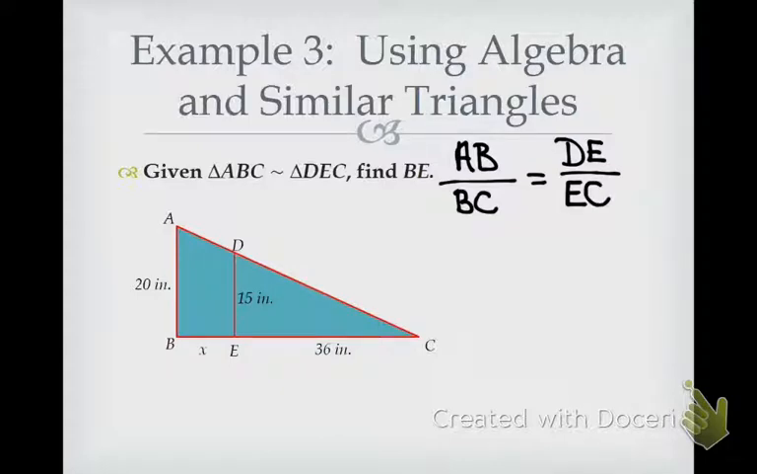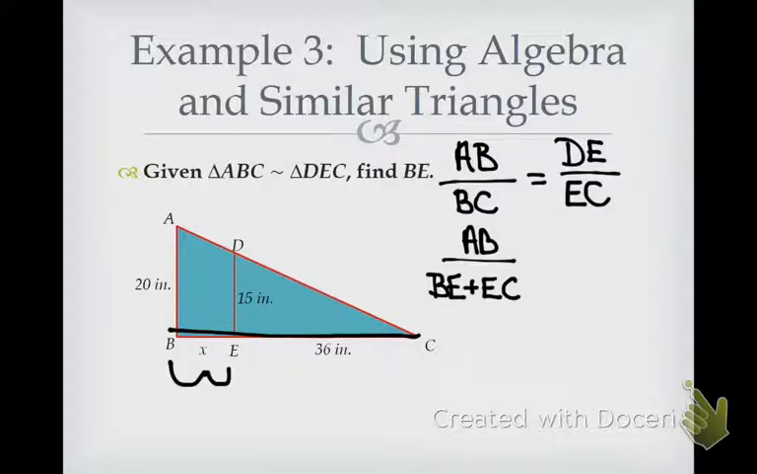DE over EC. All right, but here's my challenge. None of these values I set up in my proportion are the actual value that I'm being asked to solve for. So I need to look more specifically here, side BC. Do you agree that that would be side BE plus side EC? Do you agree? So what I'm going to do is break side BC down into its parts. AB over BE plus EC. And now I've got my BE that I'm solving for.